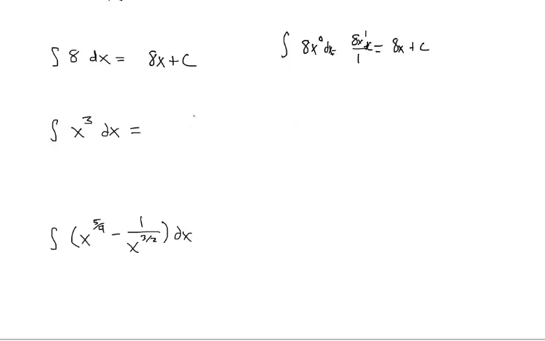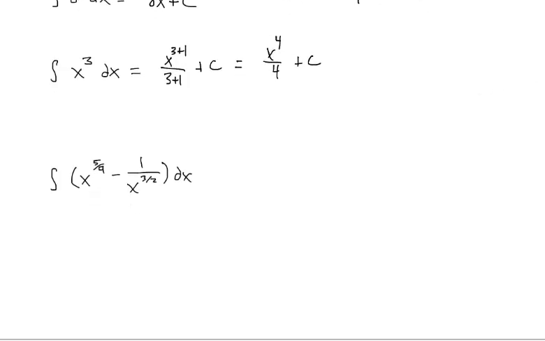In this next problem, we're going to use the power rule. So we have the integration of x cubed dx. So we're going to have x to the n plus 1, so 3 plus 1, divided by 3 plus 1, and then plus our constant of integration. And then we can simplify this to x to the 4th divided by 4 plus c.